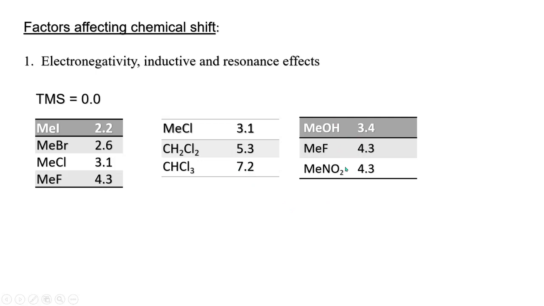Similarly, you can see the nitro group and fluorine group here, the electronegativity is similar, so that's why the chemical shift is also 4.3 in both cases, and oxygen is less electronegative than fluorine and the nitro group, that's why the chemical shift value is somewhat 3.4.